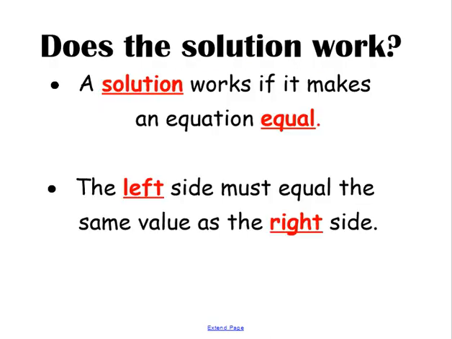Okay, so how do you determine if a solution works? A solution works if it makes the equation equal. And you know it's equal if one side equals the other side. We talked about this a little bit with equivalent expressions, how we would simplify them as much as possible and say, okay, does this equal this? So if it is equal, the left side must equal the right side. All right, let's go ahead and take a look at some.